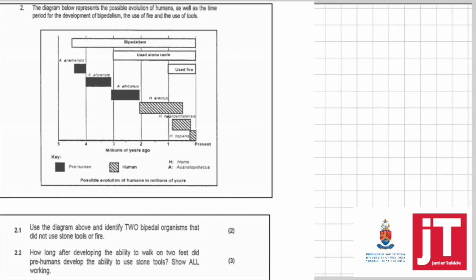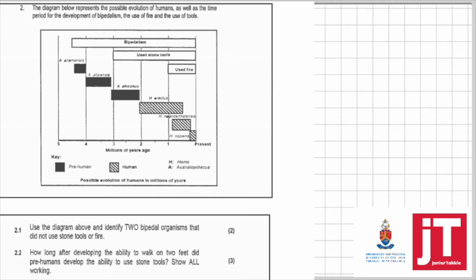This is a different type of phylogenetic tree. There are many different forms of phylogenetic trees that you will get in your exam, and this is one of the phylogenetic trees that are commonly tested. So, the diagram below represents the possible evolution of humans as well as the time period for the development of bipedalism, the use of fire, and the use of tools.